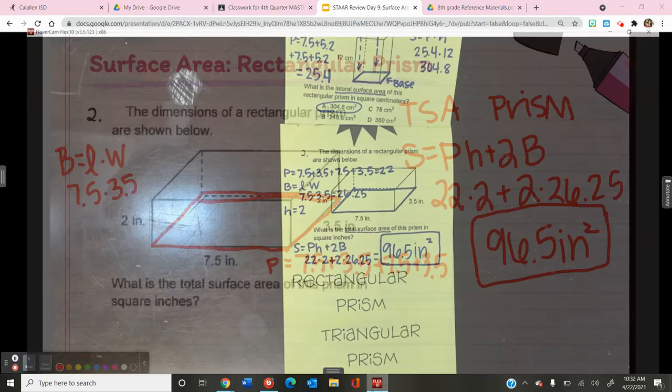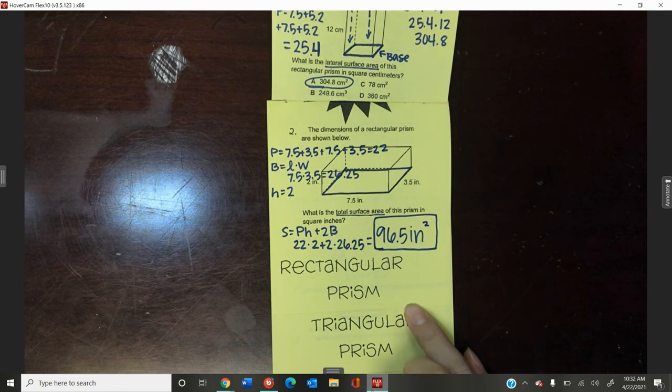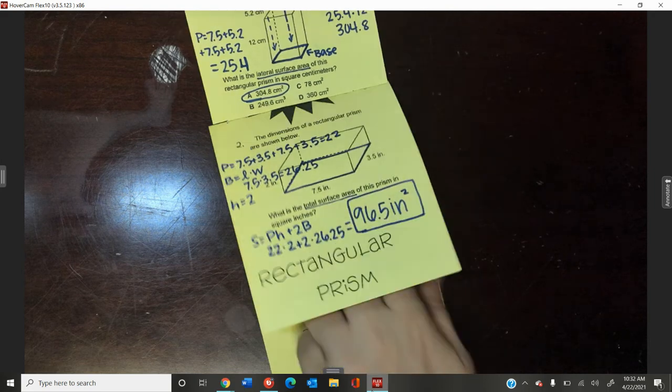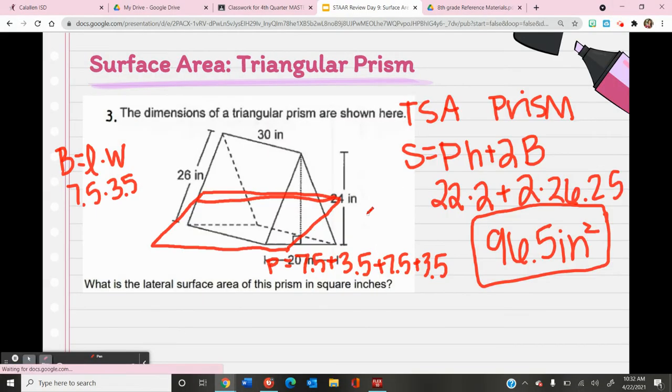So now, taking a look at your foldable, this is everything you should have written down for number 2. Now we're going to flip our foldable up, and we're going to take a look at the surface area of triangular prisms. So let's go ahead and look at that.